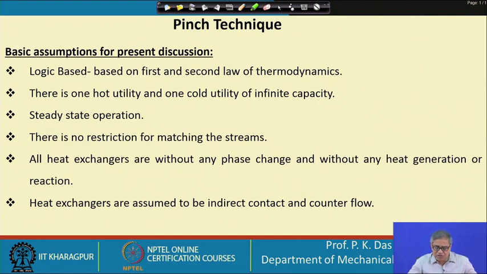All heat exchangers are without any phase change and without any heat generation or reaction. In a chemical process plant, there will be many reactors which are also heat exchangers, so that type of component we are not considering. And finally, heat exchangers are assumed to be indirect contact and counter flow. It is not direct contact, it is counter flow, indirect contact heat exchangers.